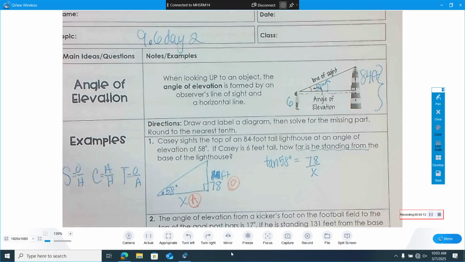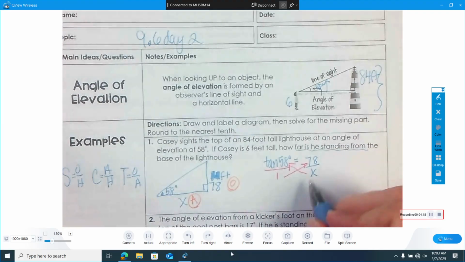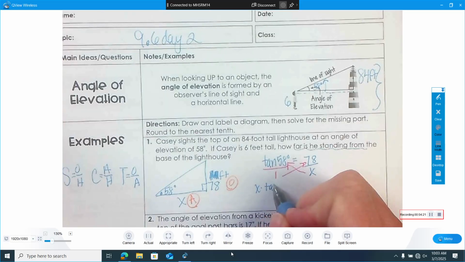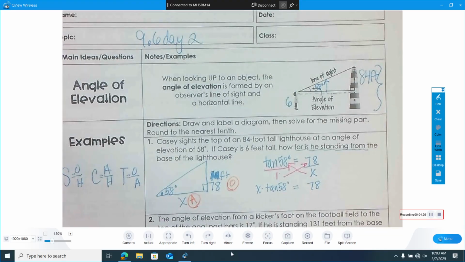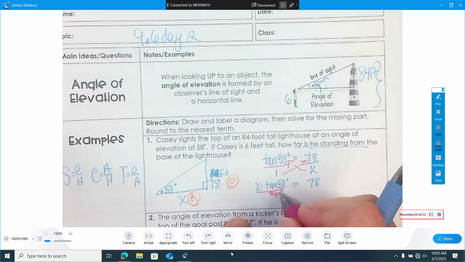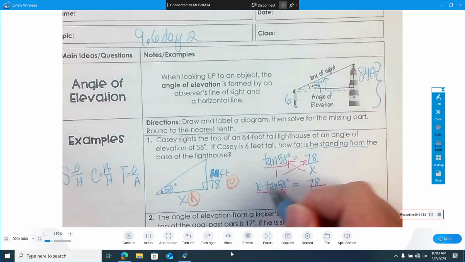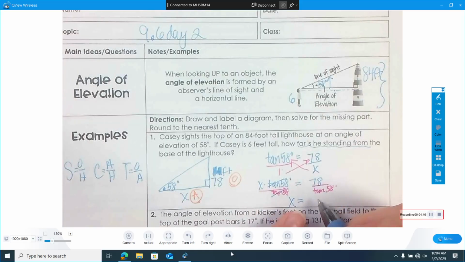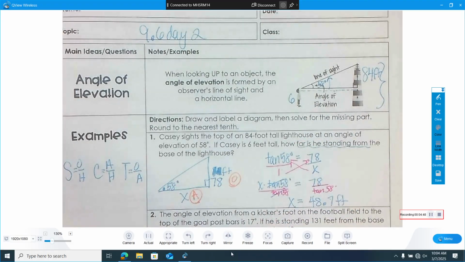How do we solve this? Cross multiply. Very good. So we get x times the tangent of 58 degrees equals 1 times 78, or 78. How do we get x by itself? Divide by the tangent of 58 degrees. Alrighty. And you told me you got what? 48.7 feet. So he is 48.7 feet away from the lighthouse.